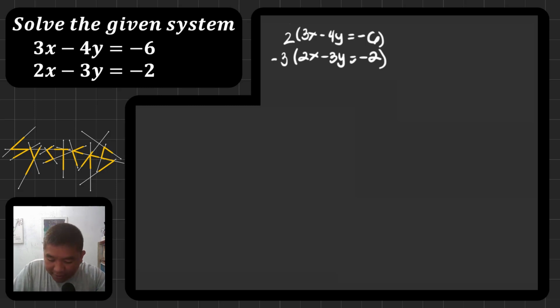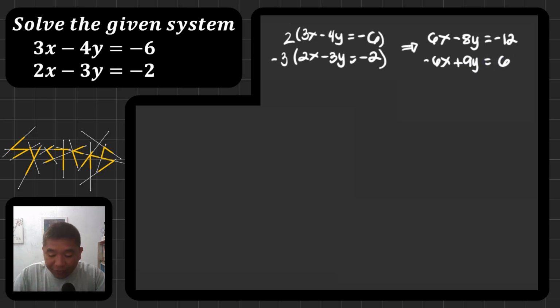With these processes, we'll have these versions of equations. You have here 6x, 2 times minus 4 is minus 8y is equal to minus 12. That's the version of your first equation with the multiple of 2. And for our second equation, negative 3 times 2x, we have minus 6x. Negative 3 times negative 3y is plus 9y. And negative 3 times negative 2 is equal to positive 6.